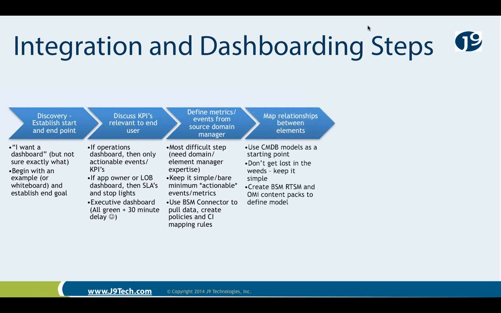Next step is mapping the relationships between the elements. Sometimes there are out-of-the-box topologies. If you've got uCMDB and you're using UD discovery, then you can use those CMDB models as a starting point. But in some cases, you can simplify that, and so the goal of the model is really to keep it as simple as possible.